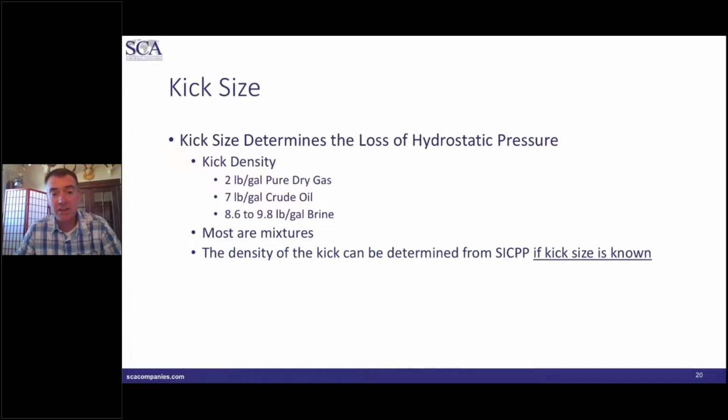So we need to know this kick size, and the kick size is really important to be able to tell the densities. And once we calculate the density, we'll be able to tell what type of kick we took, and this is really important in a well-control situation. So if we think about 2 pounds per gallon, or 2.2 pounds per gallon, being pure dry gas, roughly 7 pounds per gallon being crude oil, and 8.6 to 9.8 being brine, if we determine the approximate weight of our kick fluid, or approximate density, then we can determine what the kick fluid is.